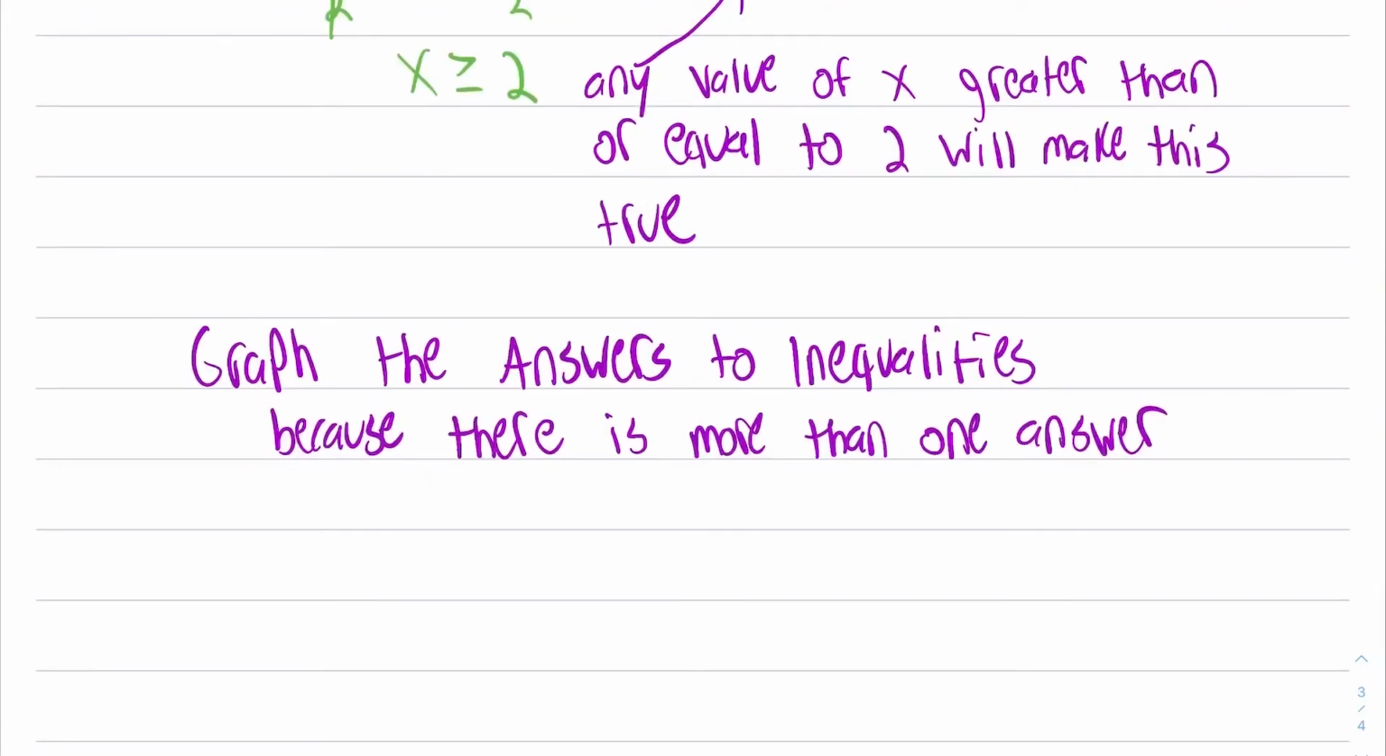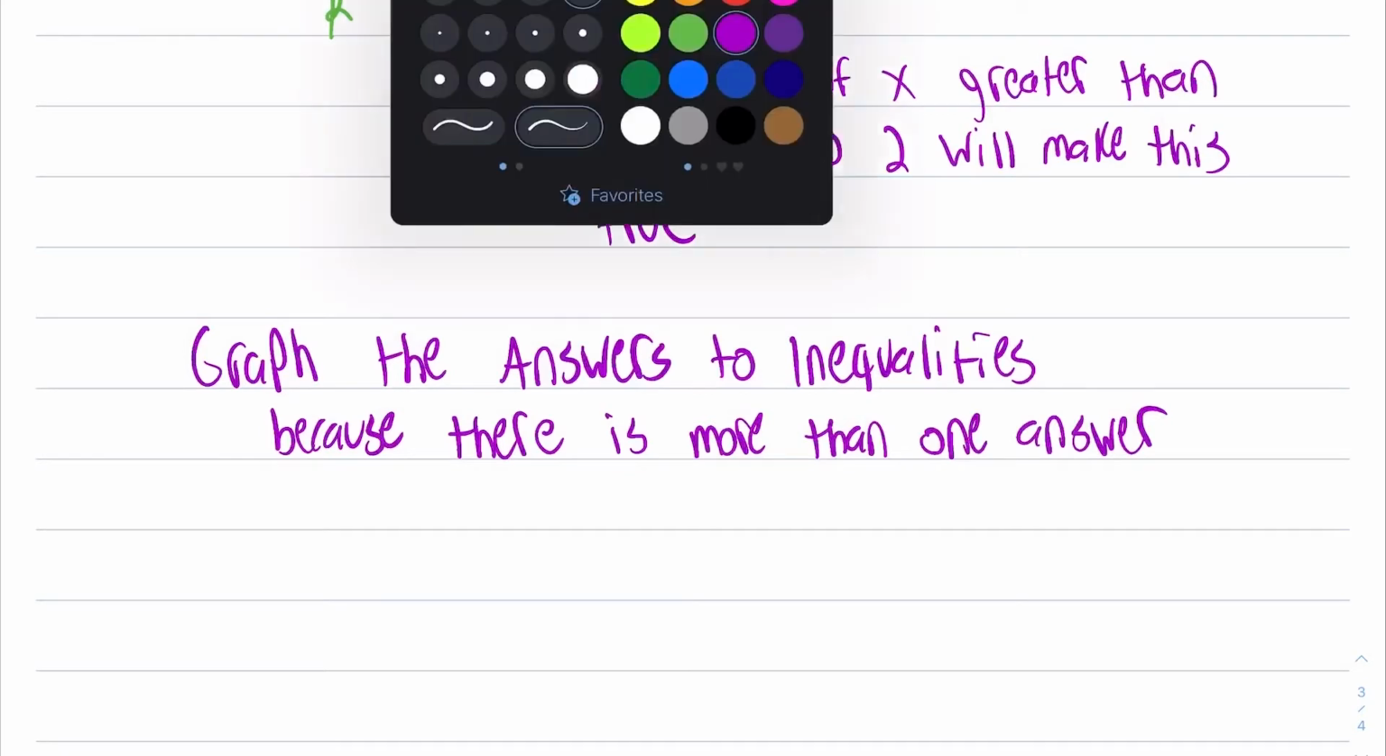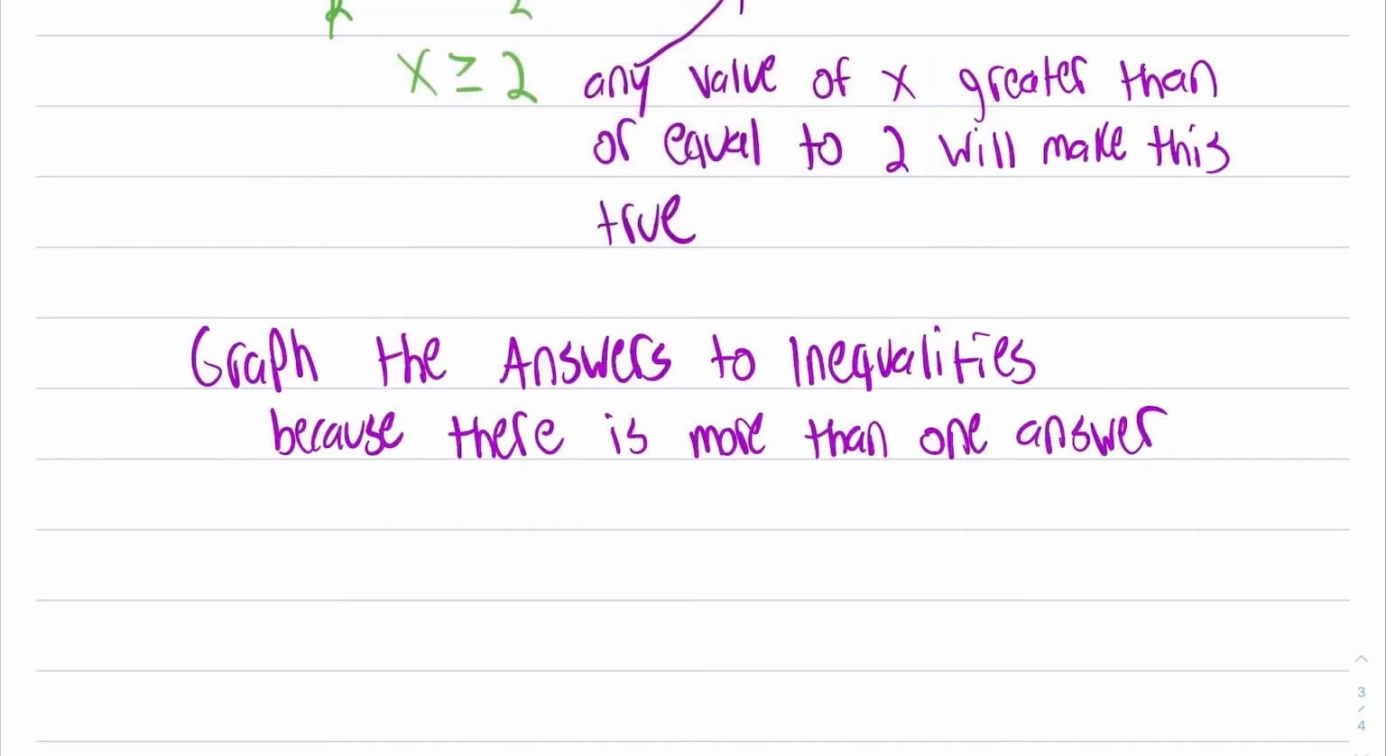It's easier to graph the answers to the inequalities than it is to just read it and know exactly what it means sometimes. So if I was going to graph this one right here, x is greater than or equal to 2, then I need to have the number 2 on a number line, and then something smaller than 2 and something greater than 2. For something smaller, I'll put -1. For something greater, I'll put 10.